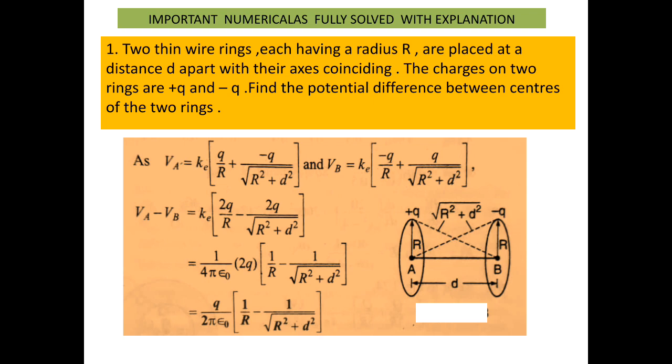So potential at B, that is VB, equal to K into minus Q by R plus Q by root under R square plus D square. Now to find the potential difference between the centers A and B, we will have to calculate VA minus VB, which is given by K into 2Q by R minus 2Q by root under R square plus D square, which is Q by 2 pi epsilon naught into 1 by R minus 1 by root under R square plus D square. So this is the answer.